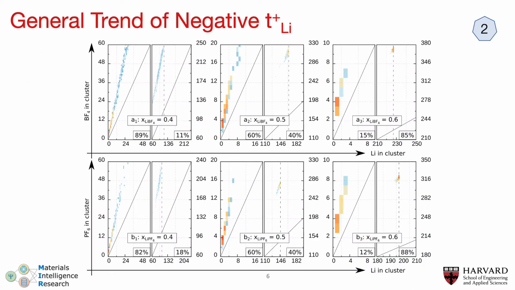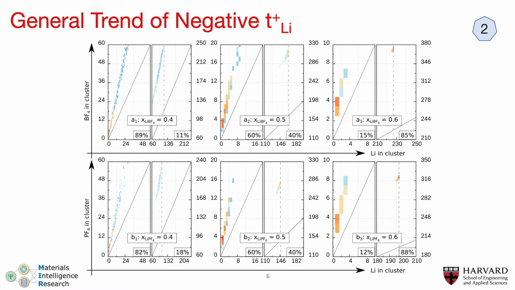To rationalize the results that we have seen, here we look at the cluster population by leveraging the atomistic nature of our simulations. On the x-axis of this plot, you have the number of lithium in a given cluster, and on the y-axis, number of anions in a given cluster. In each plot, as you can see, there is an oblique line which indicates neutral clusters, clusters where the number of lithiums and anions are the same. As you can see, all clusters lie above this line, indicating that all clusters are negative. Additionally, going from left to right, you go from a negative to positive transference number.